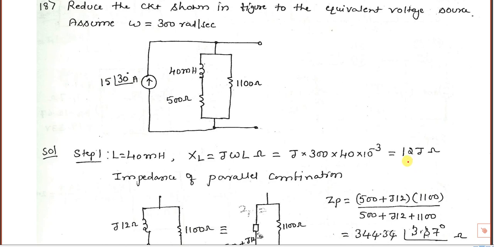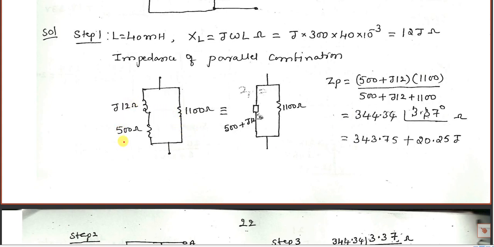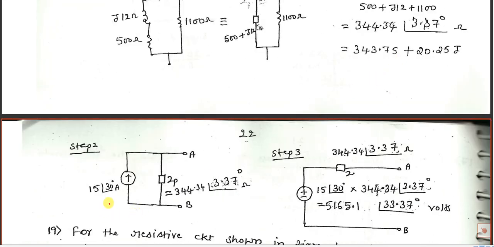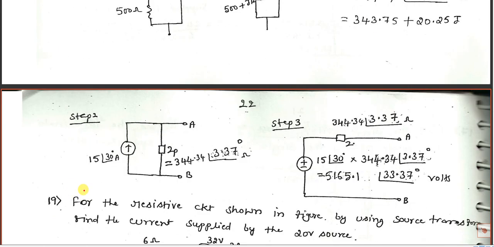If it is a capacitance, we have to write minus, since it is 1 by j omega C. So the minus will come. Now it is J12 and 500. They are in series, in parallel with 1100. Using the calculator, go to complex mode, take the fraction box, and write 500 plus J2, and you will get this answer. That is the equivalent impedance. So that is nothing but your current source, in parallel with a single impedance.